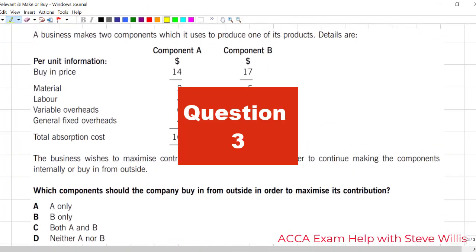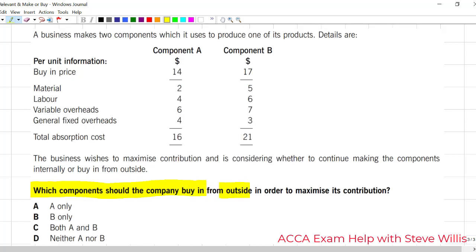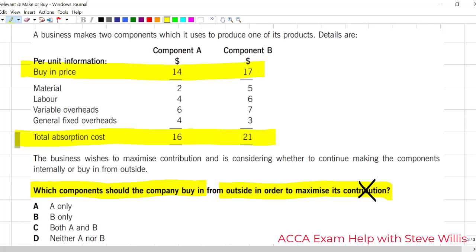Let's start with the requirement. Which components should the company buy in from outside in order to maximize its contribution? We see make or buy, a classic. Even if they said profit here, it would be the same approach. And what do we want to do? Compare the variable costs of making versus the variable costs of buying. The buy-in costs are given to us here on a silver platter. Unit costs are also given to us.